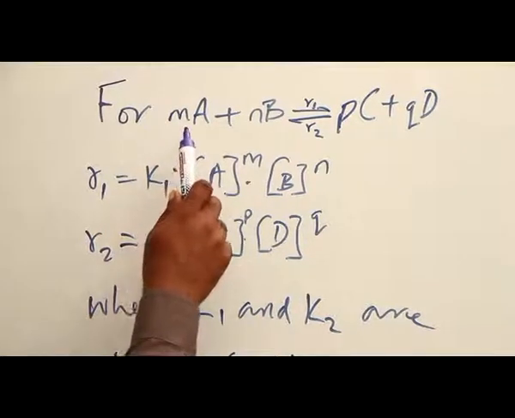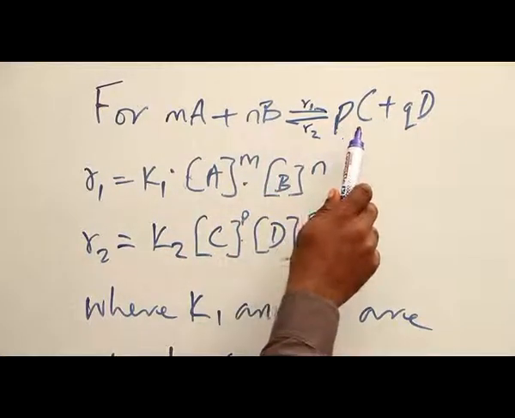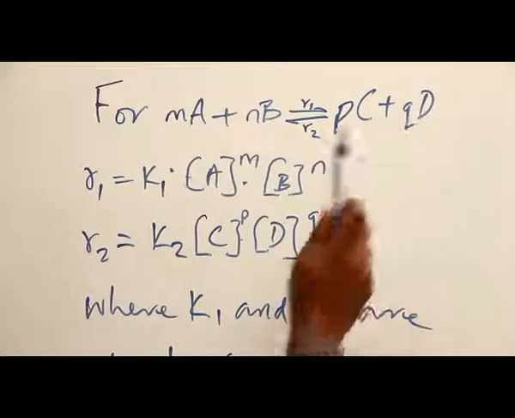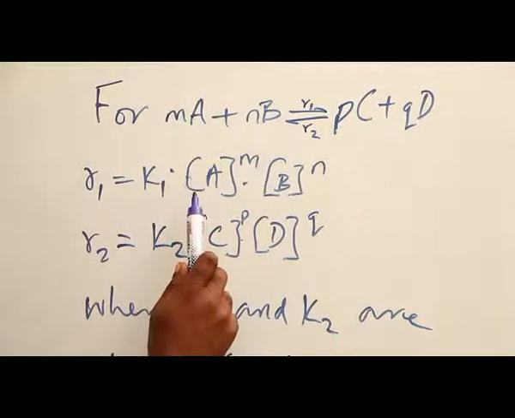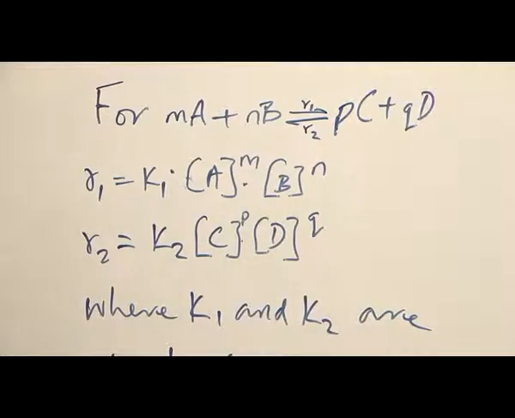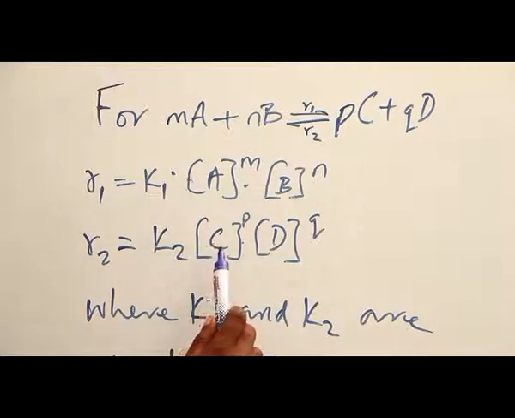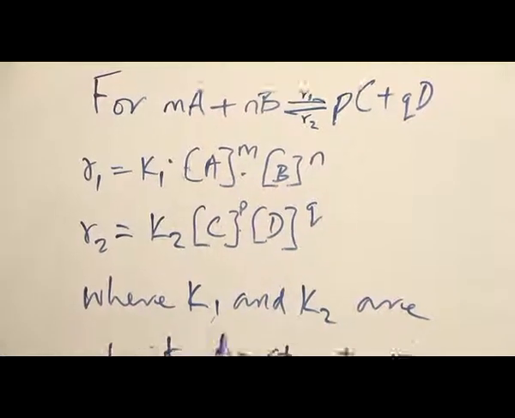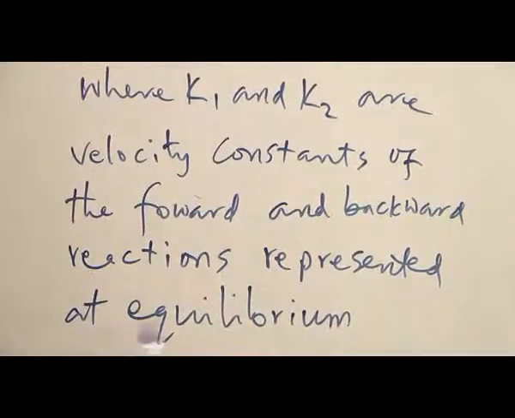For coefficient M, reactant A, plus coefficient N, reactant B, going into product C, coefficient P, plus coefficient Q, product D. R1, which is rate 1, is equal to K1 multiplied by the concentration of A raised to power M multiplied by the concentration of B raised to power N. Rate 2 will be equal to K2 multiplied by the concentration of C raised to power P multiplied by the concentration of D raised to power Q, where K1 and K2 are velocity constants of the forward and backward reactions represented at equilibrium.